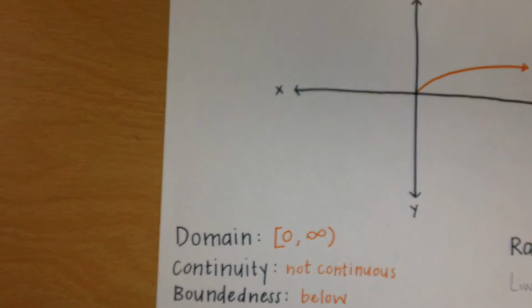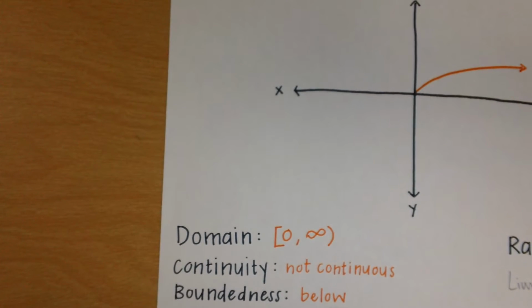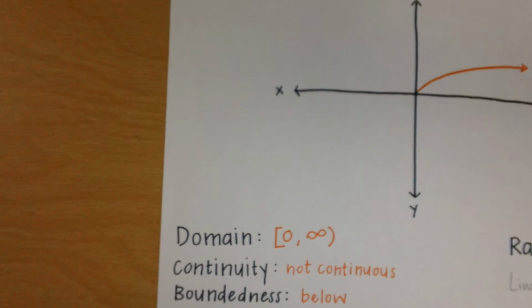Instead, it is increasing from 0 to positive infinity. There are no extreme vertical or horizontal asymptotes. The limit of f of x as x approaches infinity is infinity. The limit of f of x as x approaches negative infinity does not exist.